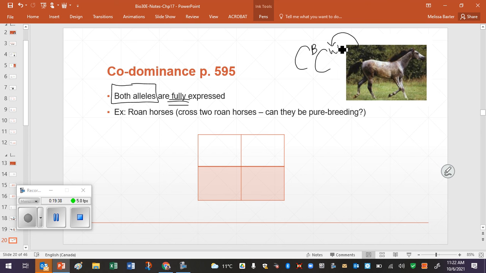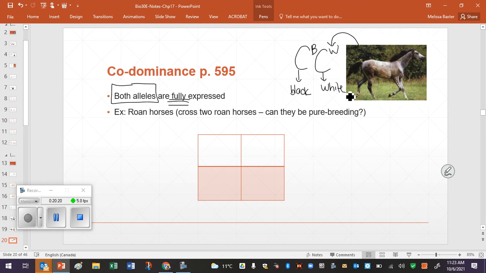So I might represent this roan horse's genotype as a C for color. That's my standard color representation. But the actual letter you're choosing is not the most important thing. I put a superscript to indicate that there are 2 different alleles. And they're all capitals because neither one of them is dominant over the other. B stands for black, the W stands for white. And what we're saying is, this horse isn't gray. This horse actually has black hairs and white hairs. Both alleles are fully expressed.